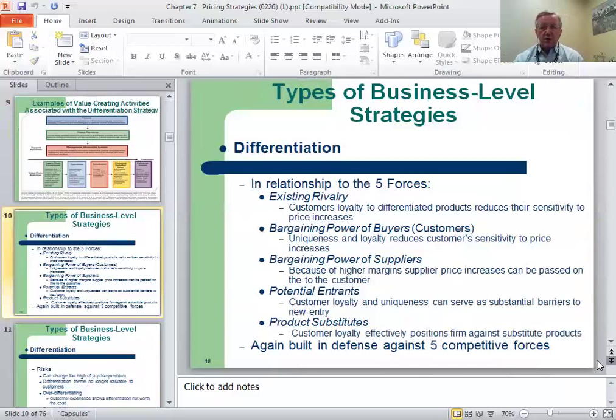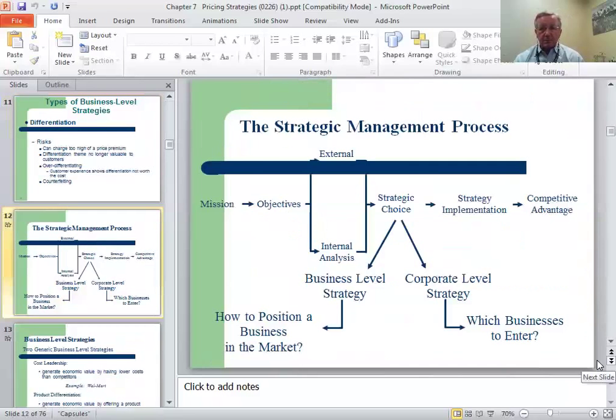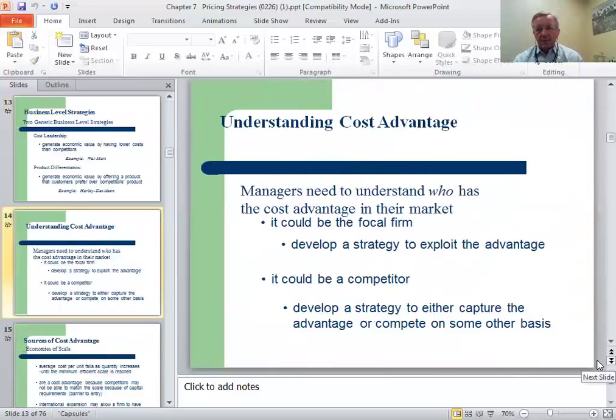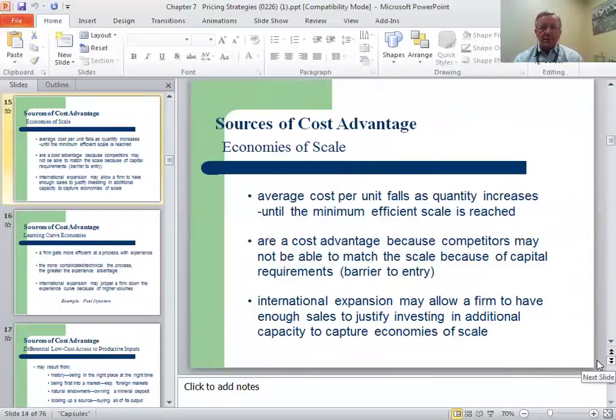Okay, so again, you can read through these slides. At the end of the day, it's just important to recognize that we typically have to figure out where we are. Are we in the cost leadership mode, or are we in the product differentiation mode? And that can also be service, of course.